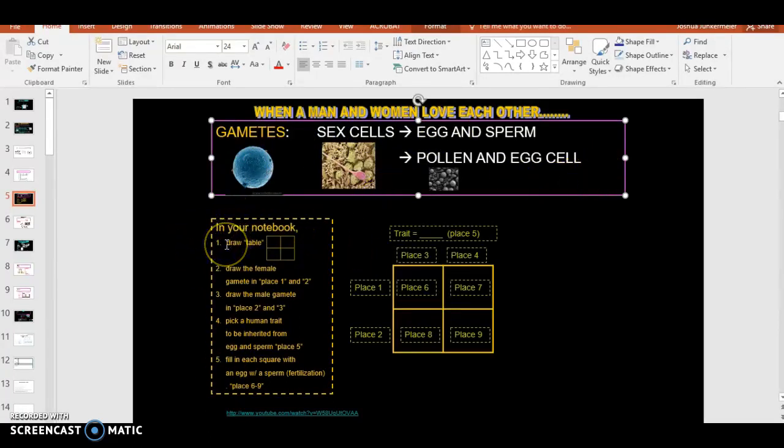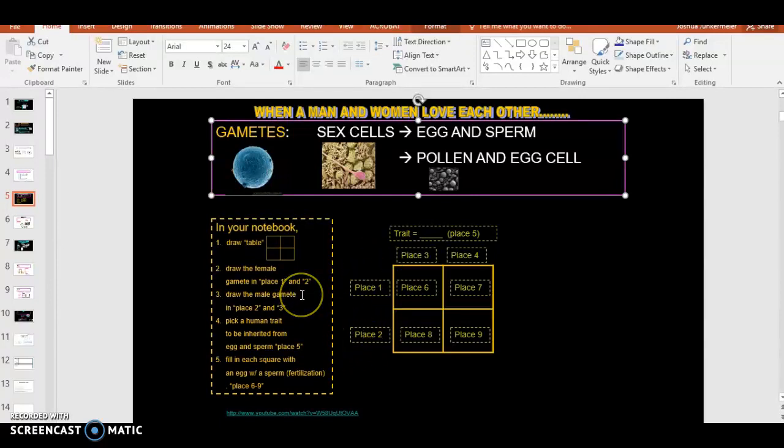It says, number 1 in your notebook, draw the table. So draw this table, 4 boxes just like you see it. Make it big enough because you're going to be putting things on the outside of it and on the inside. Then it says, number 2, draw the female gamete in place 1 and 2. So the female gamete is eggs. So place eggs here and here. So draw an egg here and draw an egg here.